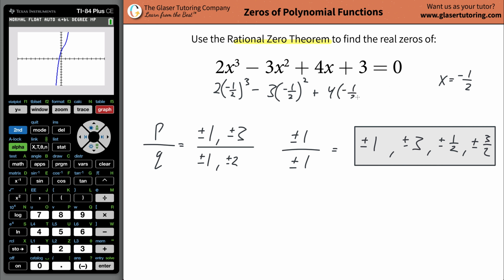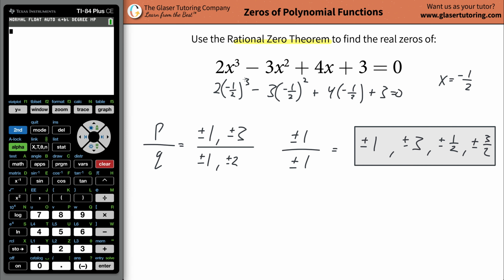All right. So let's see what happens. So let's go to the calculator. I don't want to think. So just put the parentheses, take negative 1 divided by 2, and then cube it. Whenever you plug in values, please use parentheses. And that's minus 3, open parentheses, then negative 1/2, close those parentheses, square that. Then go plus 4, open parentheses, negative 1/2, and then plus 3. And then hit enter. Oh my goodness, look, it equals 0.